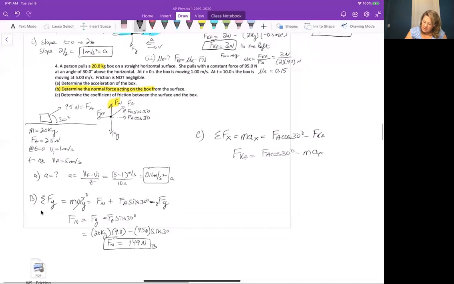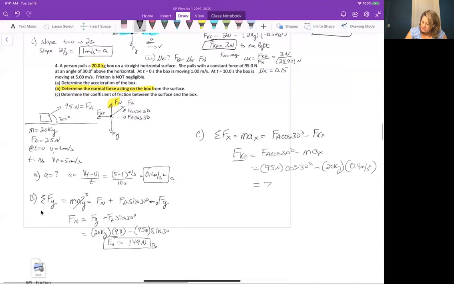And so we actually have a value we can solve for that value. So let's go ahead and do that. So that is 95 newtons times the cosine of 30 degrees minus 20 kilograms times the acceleration that we calculated in part A, which was 0.4 meters per second squared. That's in newtons. And we get that value to be 74 newtons is what I get.